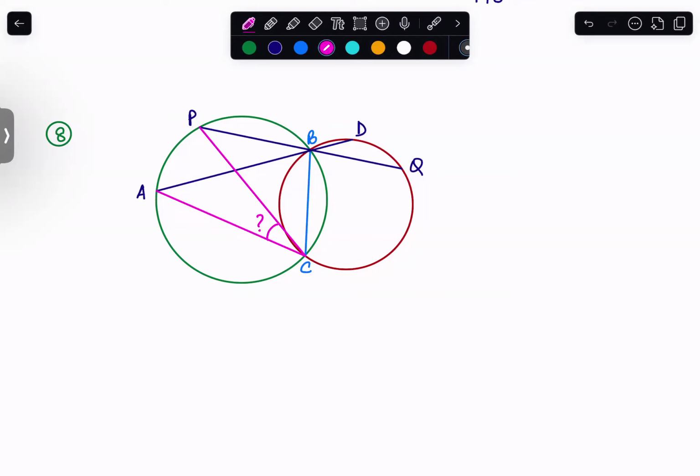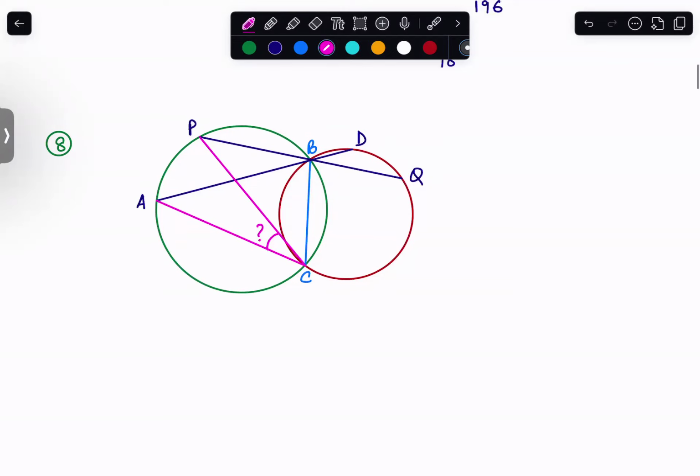Two intersecting circles are given. Anyone? Sir, any idea? Sir, first, angle ACP equal to angle ABP. Very good. ABP. Yes. This angle is also the same because both are described on the arc AP and it's been on the major arc.